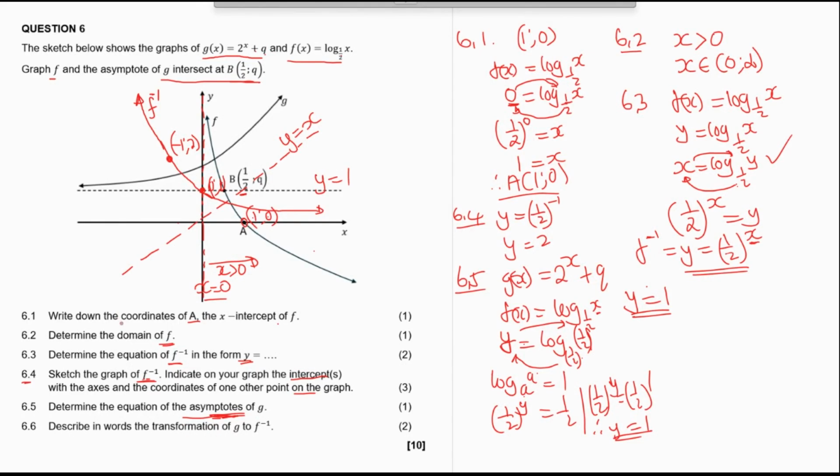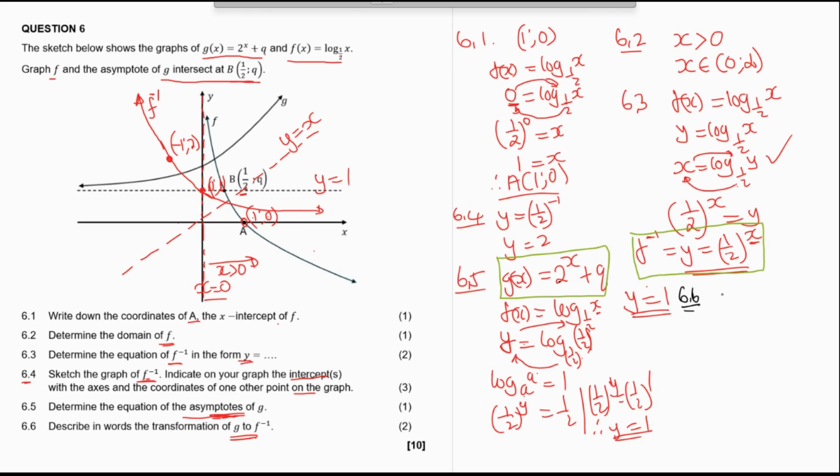Okay. And then the last one, 6.6. Describe in words the transformation of g to the inverse of f. Let's highlight these two. We have g, we have the inverse of f. Let's check the transformation here from g to the inverse of f.